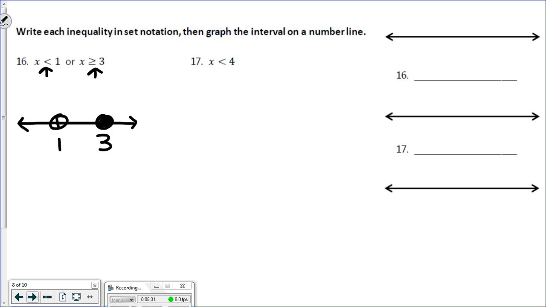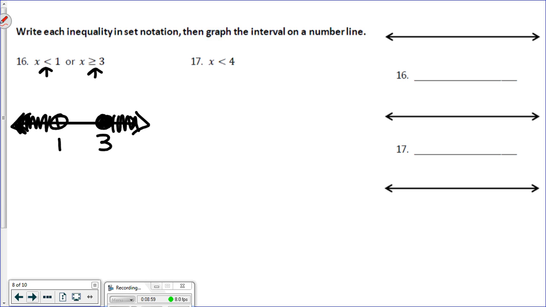Now I read the inequalities individually. X is less than 1. All the numbers less than 1 are to the left, so I'm shading left. Or x is greater than or equal to 3. So that's all the values to the right. Remember, this is an or statement, so your graph is going in opposite directions, and that's okay.